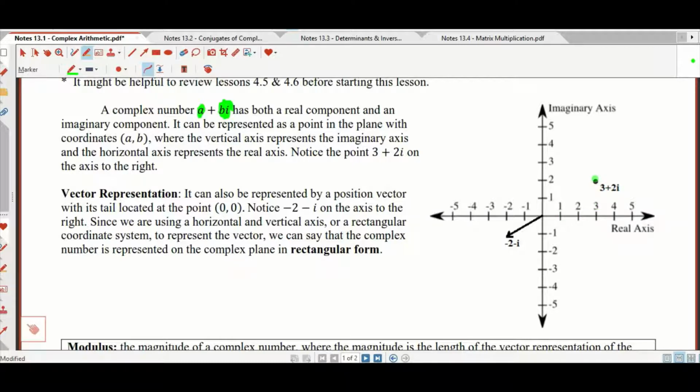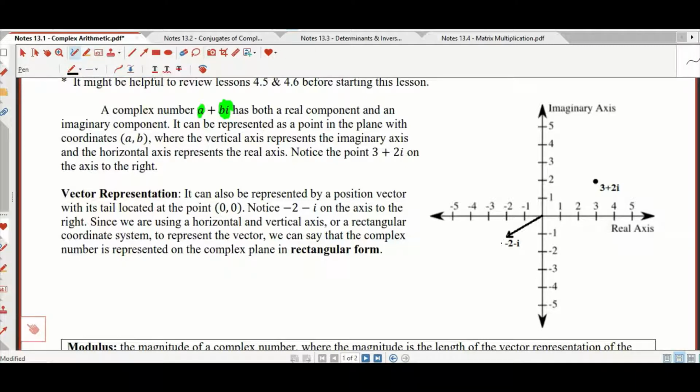Now, a vector representation is that it also might be represented by a position vector with its tail located at the origin, (0, 0). Notice negative 2 minus i on the axis to the right. Since we are using the horizontal and vertical axis, or a rectangular coordinate system, to represent the vector, we can say that the complex number is represented on the complex plane in rectangular form.